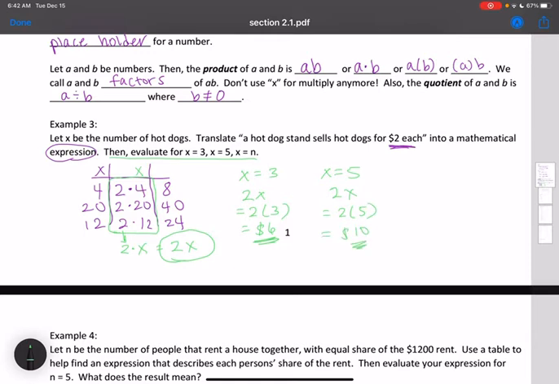And then it also says for x equals n. So another variable. If we have 2x, everywhere we see an x, we put an n. It would just be 2n.